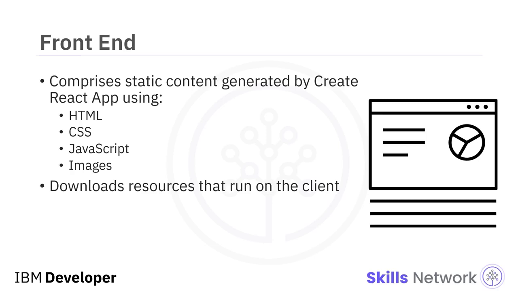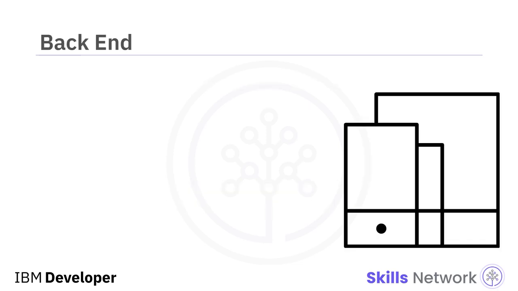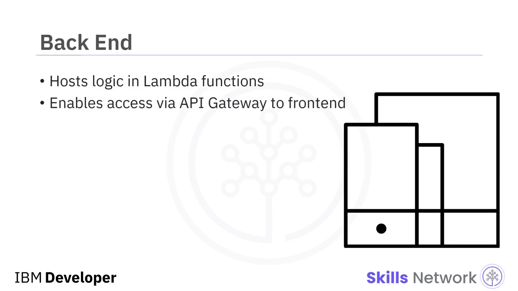When the application needs to communicate with the backend, it does so by issuing REST API calls to the backend. Now, the backend application is where the actual business logic is implemented. The logic is hosted in Lambda functions, accessed by your front end via API Gateway using REST API. The data is then stored in DynamoDB.